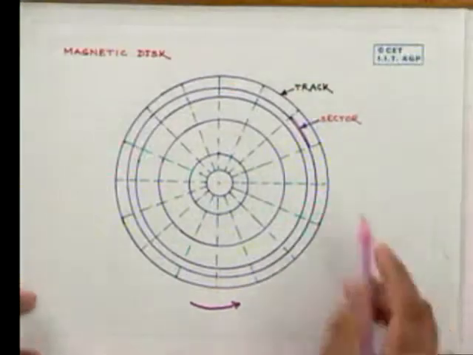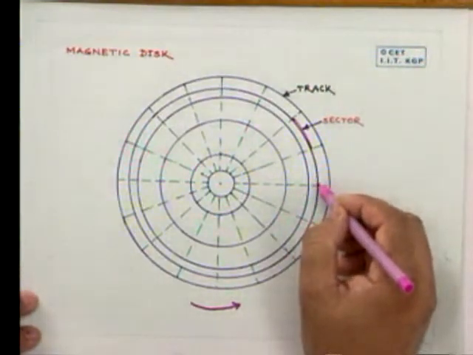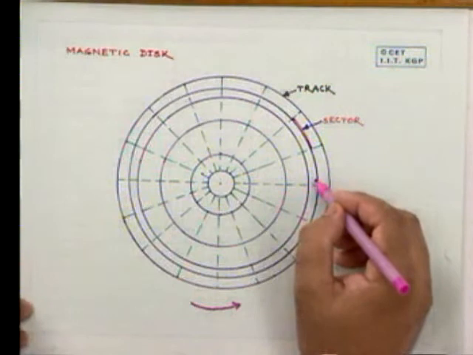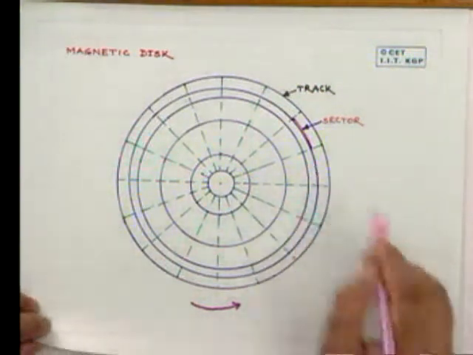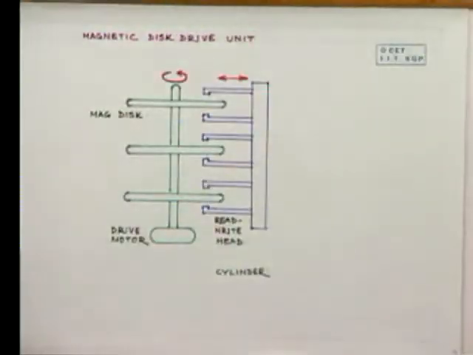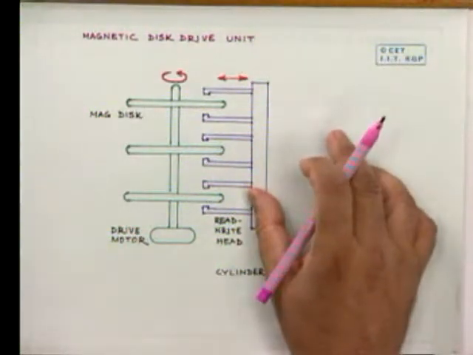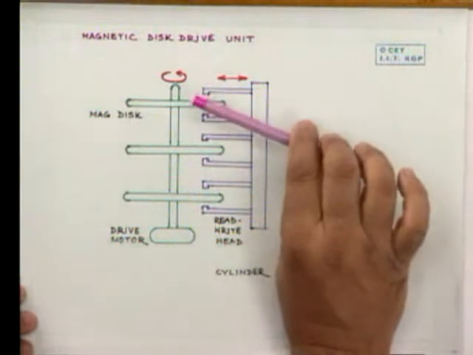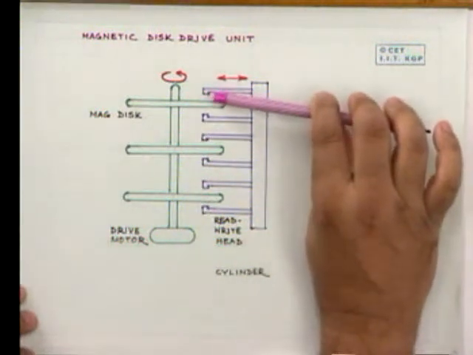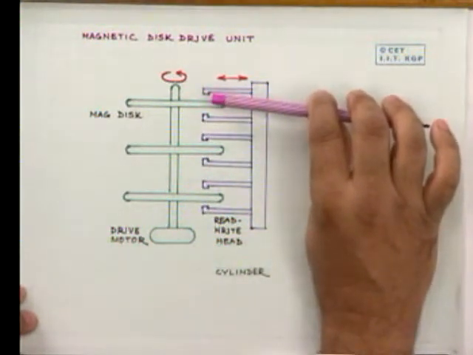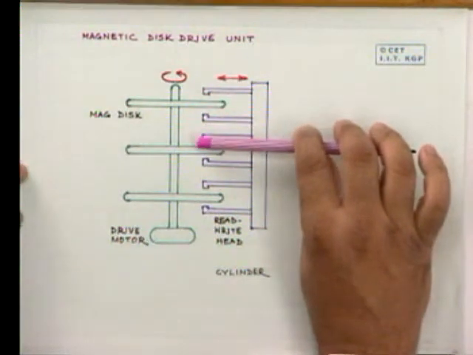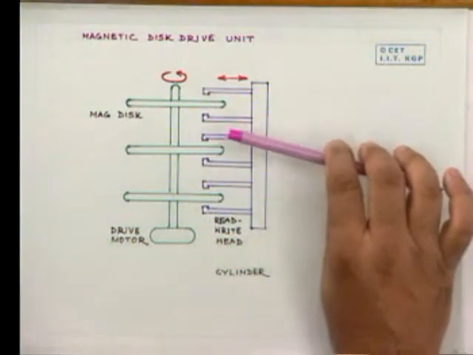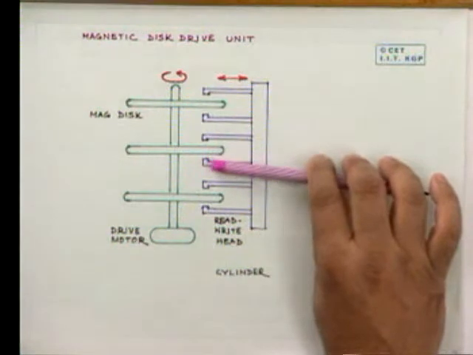That means if this is the track number I, then the track number I of all the surfaces constitute the cylinder I. Now let us see how much time is needed to access a data. First, after you know which particular surface the data is on, that particular read-write head has to be activated.